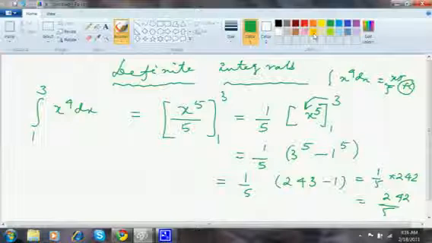So you can make out the difference that I told: in an indefinite integral, if you are not writing a plus c, you are losing 0.5 marks, and in a definite integral, if you are writing the plus c, you are losing 0.5 marks.